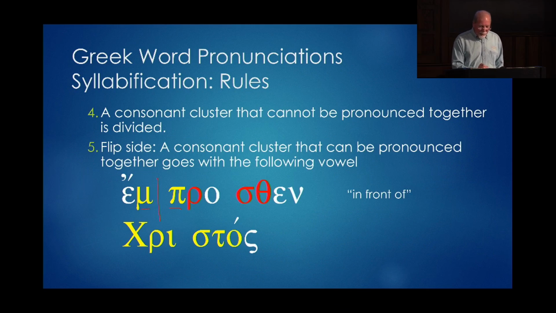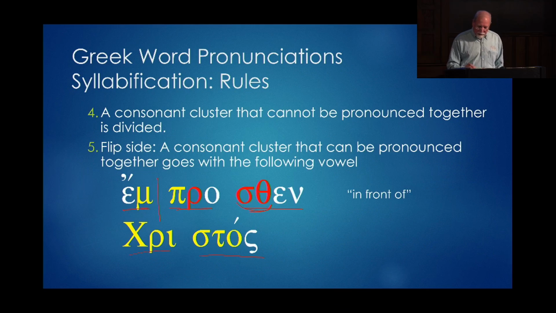So we have m, pra, then. We don't have trouble putting the S and the TH together. Imprusthen. It means in front of or before. Imprusthen. It's an irregular preposition. And then Christos. Christos. That's Christ. Okay?